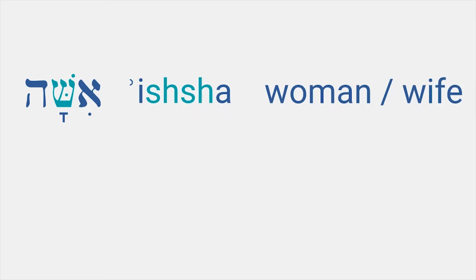Here you can see the Dagesh dot in the Shin, and that makes it double. So it's not Isha, it's Ishsha. It's a little subtle, I admit, but it's there. There is a double Shin.